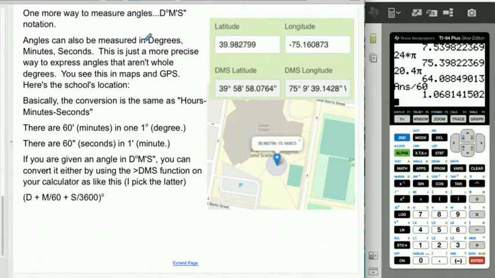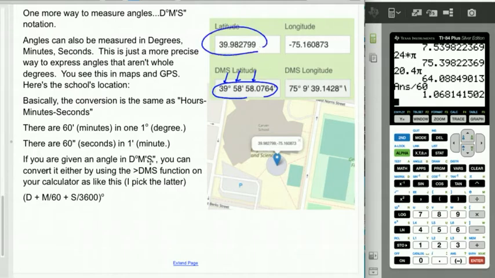This is just a more precise way to write angles in degrees, right? So you can see this in maps and GPS a lot. So actually, here's our school, right? This is one way to write the latitude and longitude of our school. This is another way using degrees, minutes, seconds. And you can see, here's degrees, here's minutes, here's seconds. And you'll see that a lot on GPS stuff, right? Basically, the conversion factor is the same as hours, minutes, seconds, right? So I can actually show you how we could convert this to this, right?